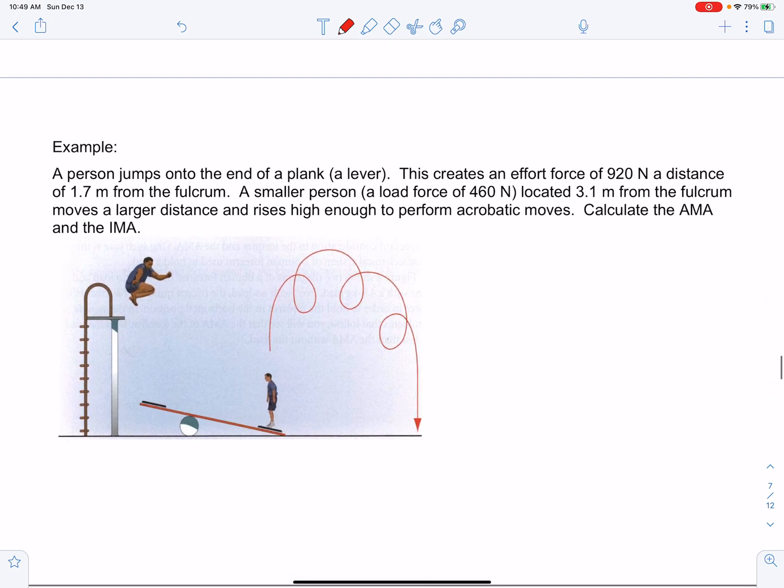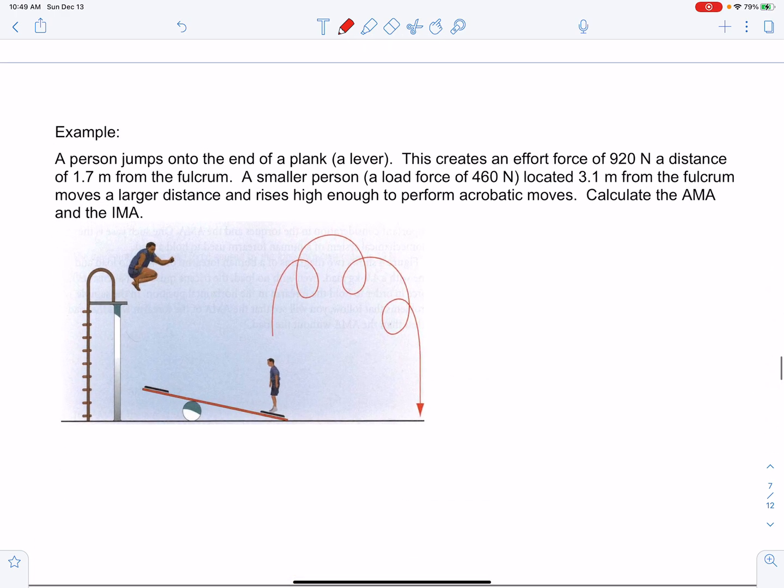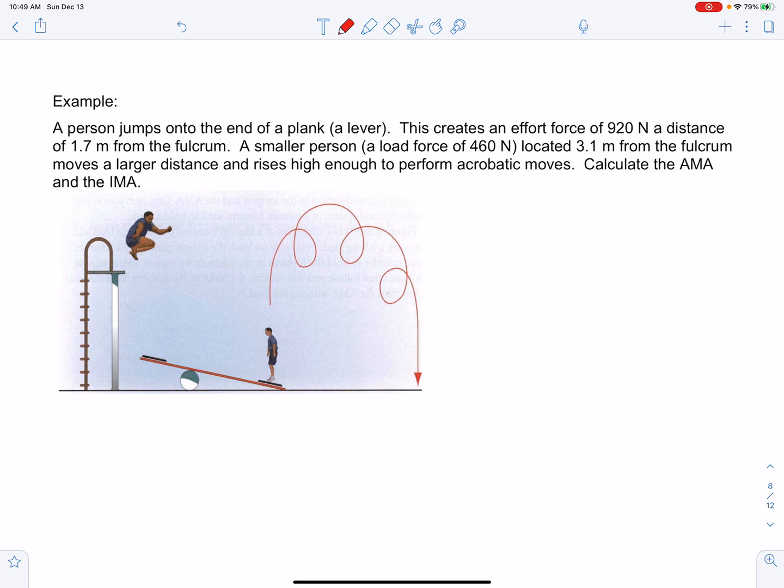Let's try an example that has us test both of these equations to identify the advantage and efficiency of these machines. A person jumps onto the end of a plank of a lever. This creates an effort force of 920 newtons, a distance of 1.7 meters from the fulcrum. A smaller person, a load of 460 newtons, located 3.1 meters from the fulcrum, moves a larger distance and rises high enough to perform acrobatic moves. Calculate the actual mechanical advantage and the ideal mechanical advantage.